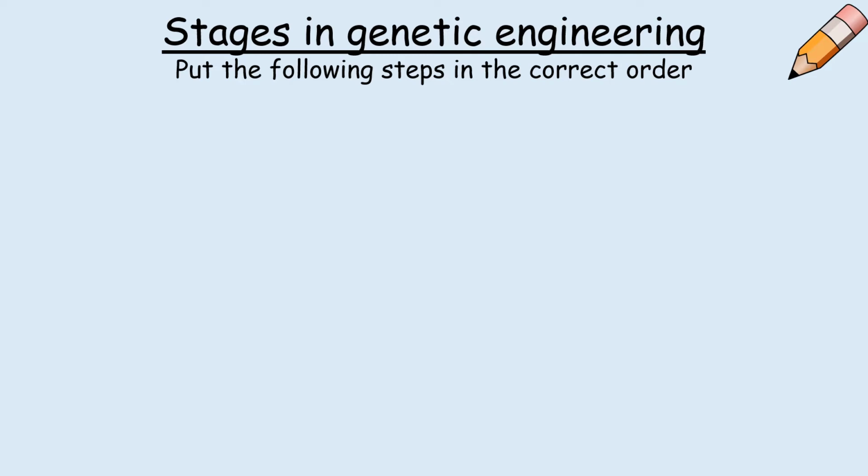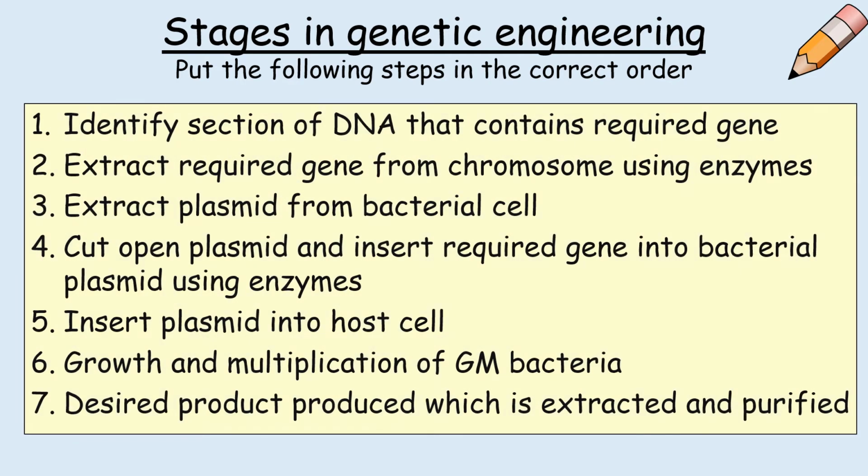So the answers to the stages in genetic engineering are: you'd identify the section of DNA that contained the required gene. For stage 2, you'd extract the required gene from chromosomes using enzymes. And then for 3, you'd extract the plasmid from the bacterial cell. For 4, you'd then cut open the plasmid and insert the required gene into the bacterial plasmid using enzymes.